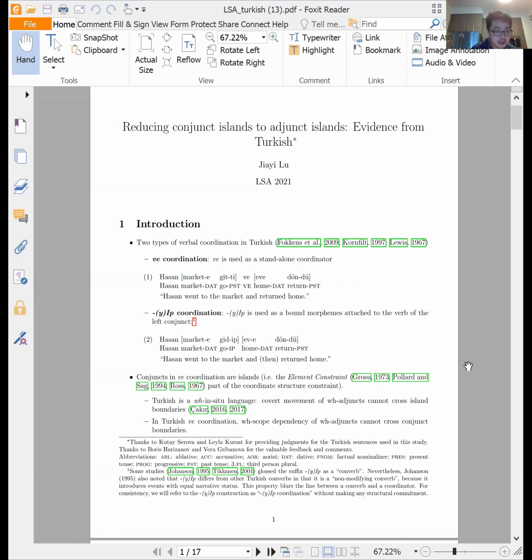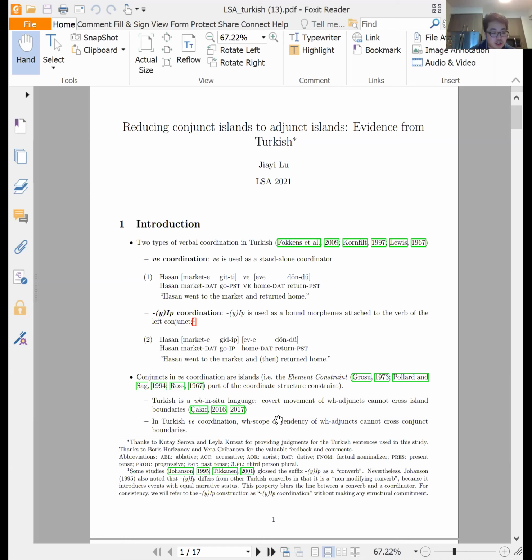So in Turkish, verbal coordination can be achieved through two different coordinators, a standalone coordinator called ve, or a bound morpheme ip. In ve coordination, as shown here in 1, the coordinator ve is situated between the two conjuncts. In ip coordination, in contrast, the coordinator ip is attached to the left conjunct verb as a bound morpheme. This is shown in 2. So we see that in this case, ip is attached to the left conjunct verb git, to form a complex git ip.